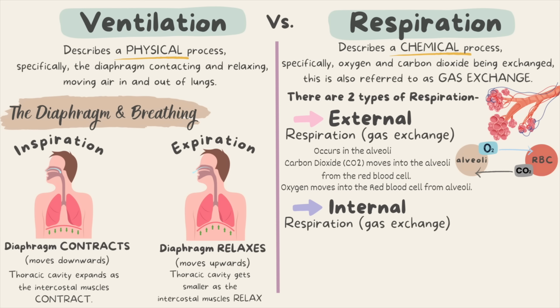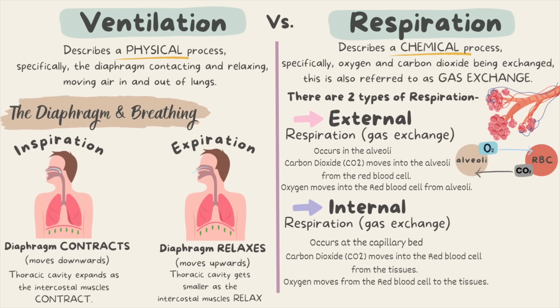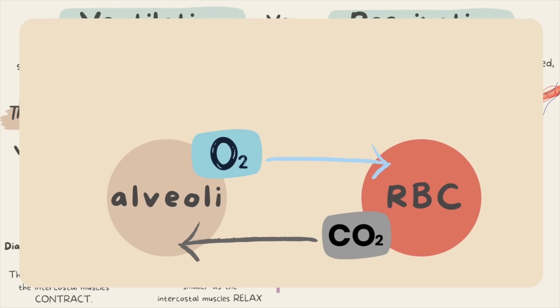Internal gas exchange happens in the capillary bed. Here, carbon dioxide moves into the red blood cell from the tissue, and oxygen moves from the red blood cell to the tissue. Okay, take a look at this illustration here. What kind of respiration or gas exchange does this look like? Oxygen is leaving the alveoli and moving into the red blood cell, and CO2 is leaving the red blood cell and moving into the alveoli.